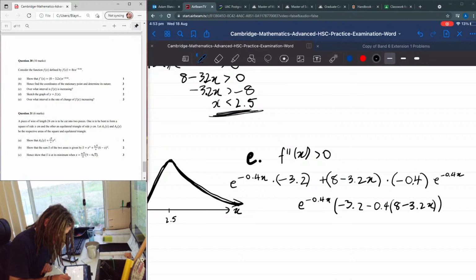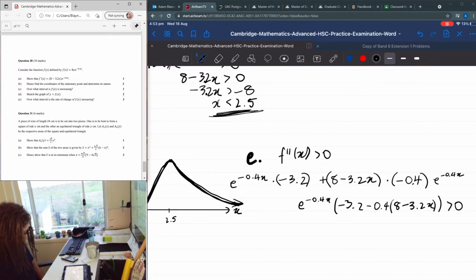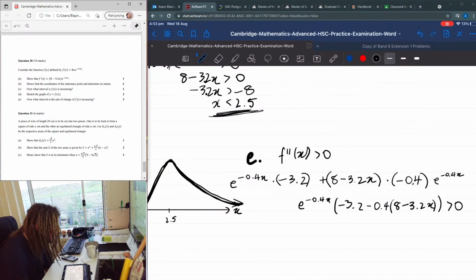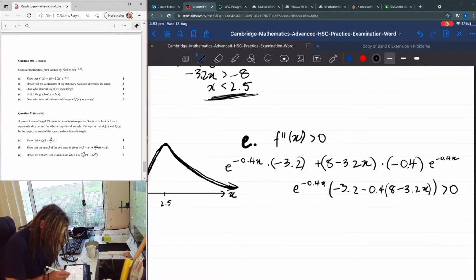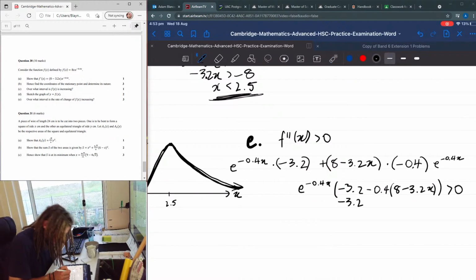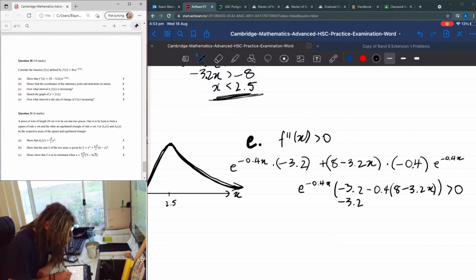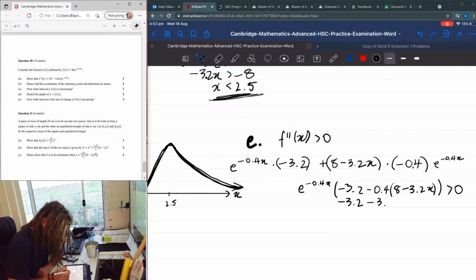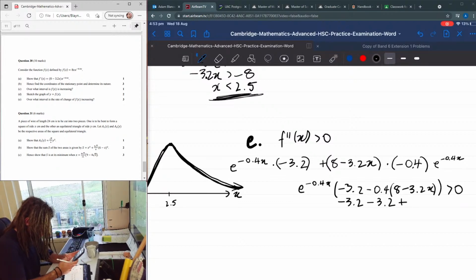Okay, I want to know when that is bigger than 0. Well, the same argument always. This thing is always bigger than 0, so I only care about this. Okay, let's expand this. Minus 3.2, what's 0.4 times 8? That's going to be negative 3.2, plus 0.4 times 0.2, 0.4 times 1.28, 1.28x. I want to know when that's bigger than 0.